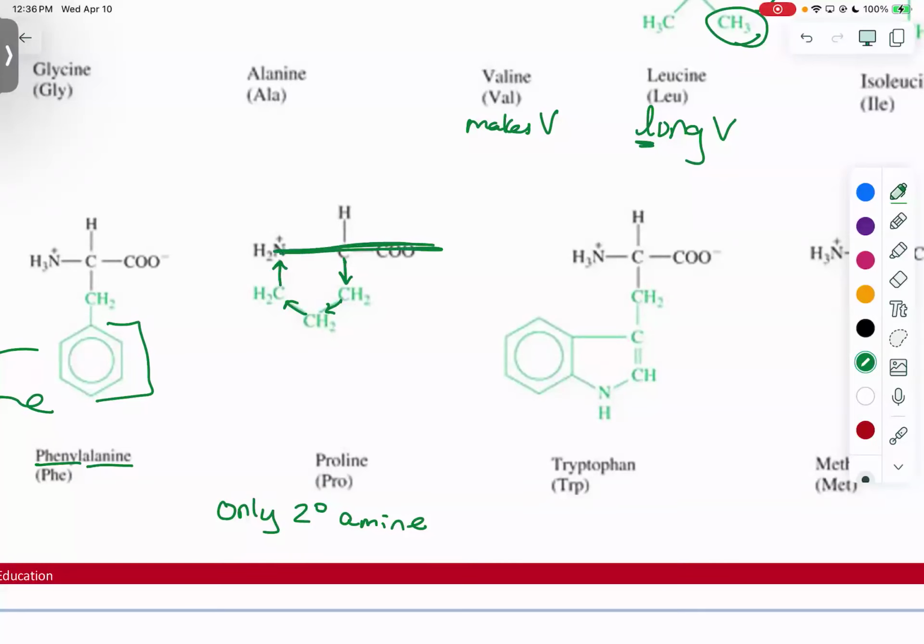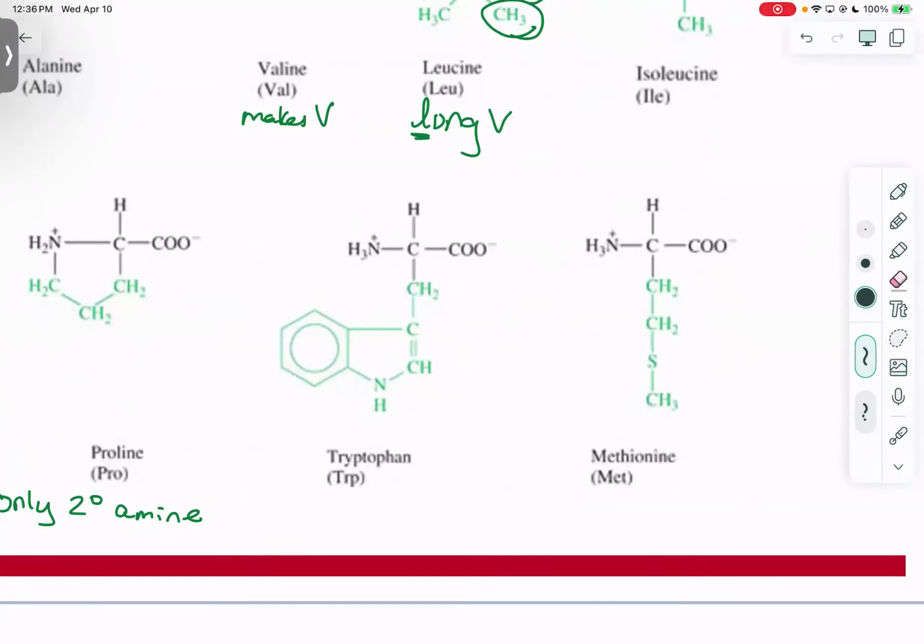So if you look at proline, what letter does proline make? Makes a P. You have to have all these tricks because I had to memorize all of these structures. So I had to have some tricks to help me memorize this stuff.